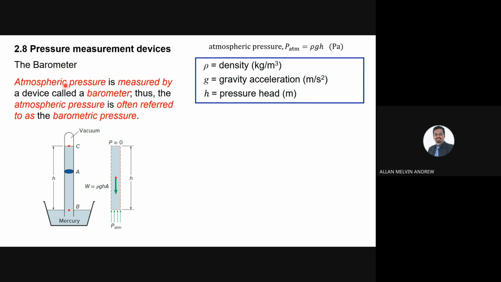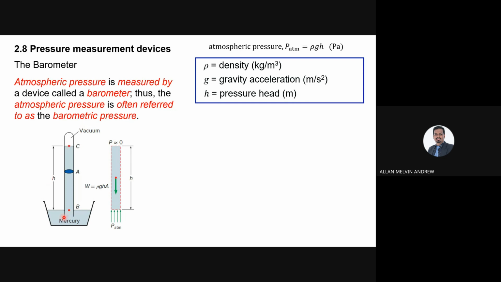In the barometer, atmospheric pressure is measured by the device, and because of that, atmospheric pressure will always be referred to as barometric pressure. So barometric pressure is from the barometer. Baro always refers to pressure. So when I say barometric pressure in the exam, you know it is referring to the atmospheric pressure. This is the basic setup of a barometer.